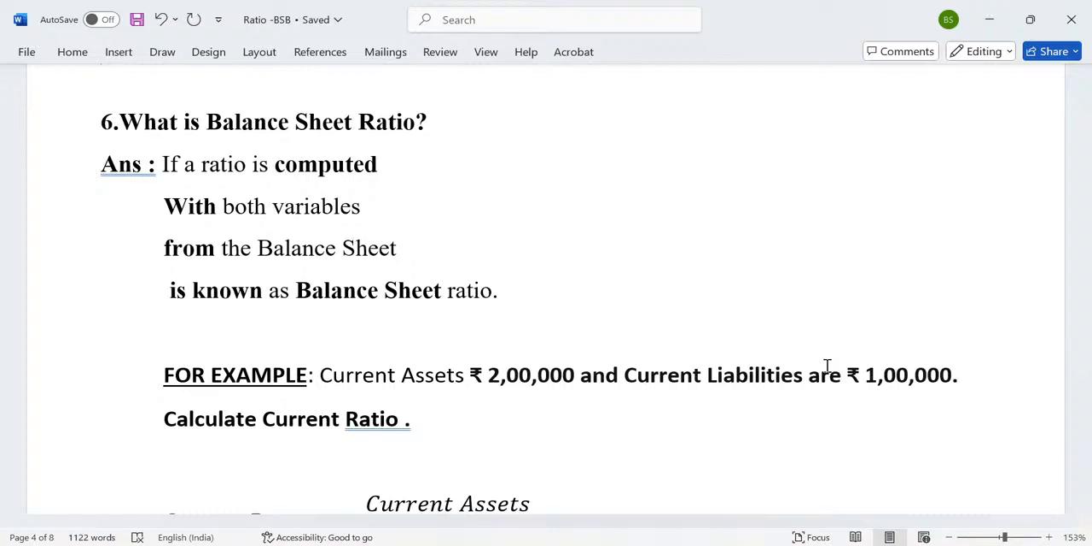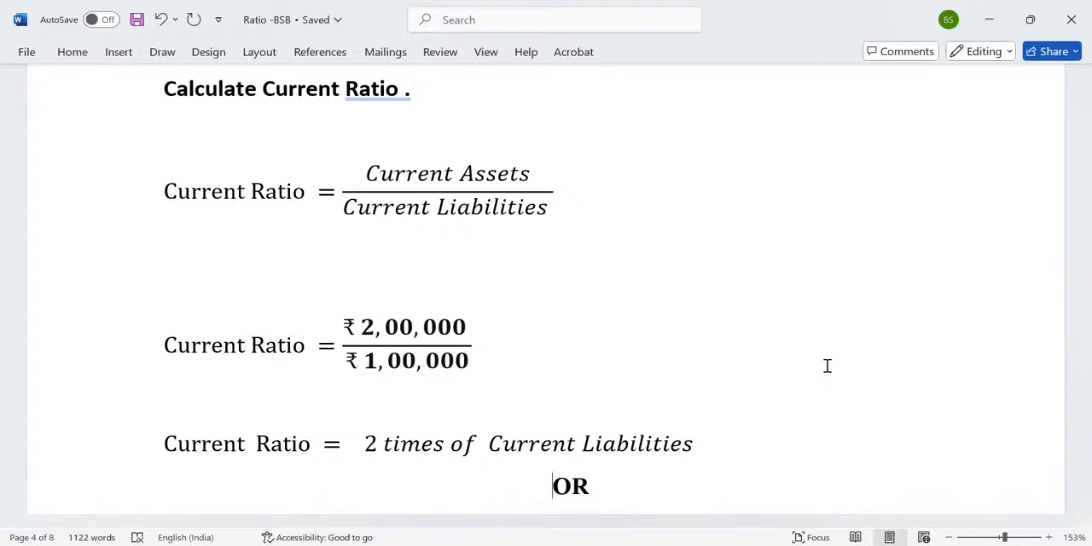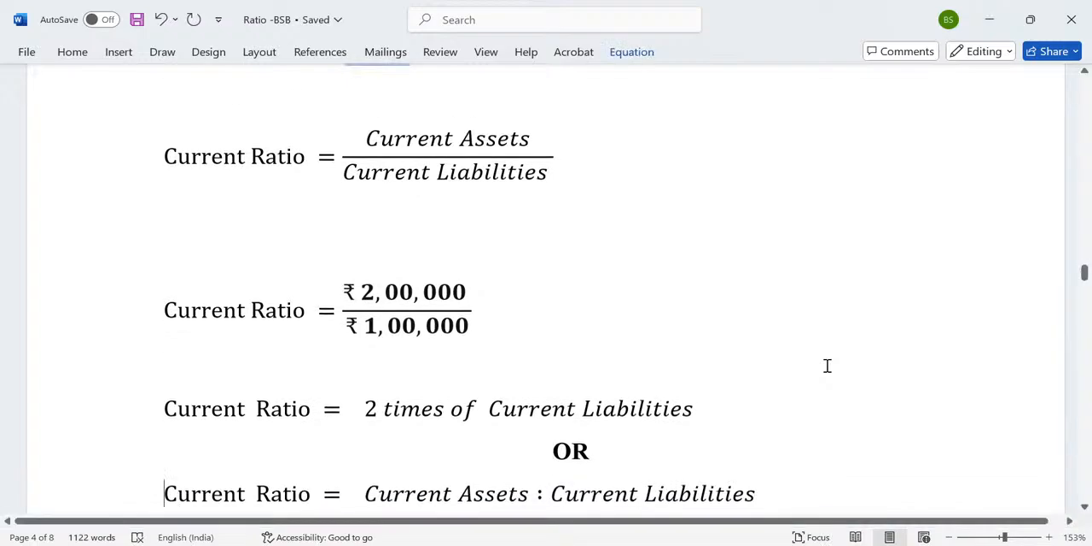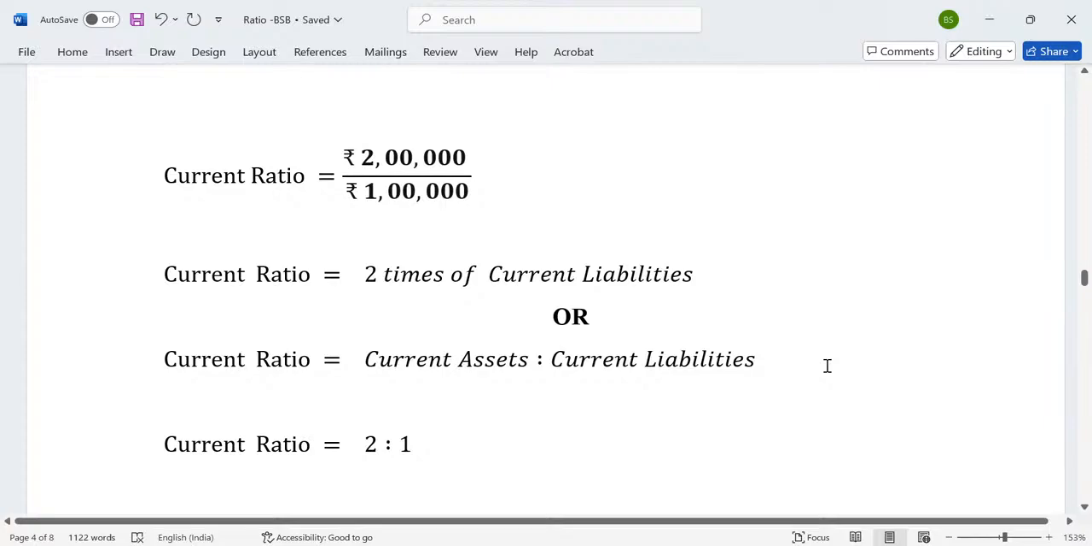For example, current assets rupees 2 lakh, current liabilities rupees 1 lakh. Calculate the current ratio. Current ratio is equal to current assets divided by current liabilities. These are two variables, and both are available in the balance sheet. So current ratio is equal to 2 lakh divided by 1 lakh, which is 2 times, or current assets to current liabilities. Current ratio is 2:1.